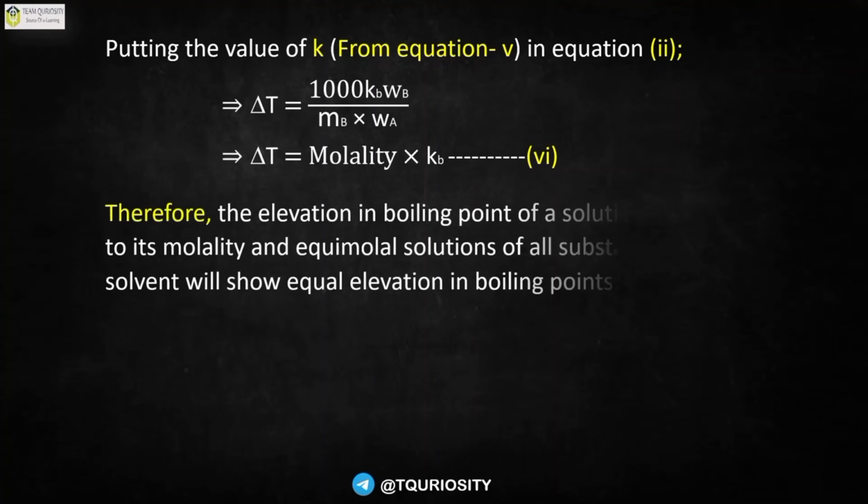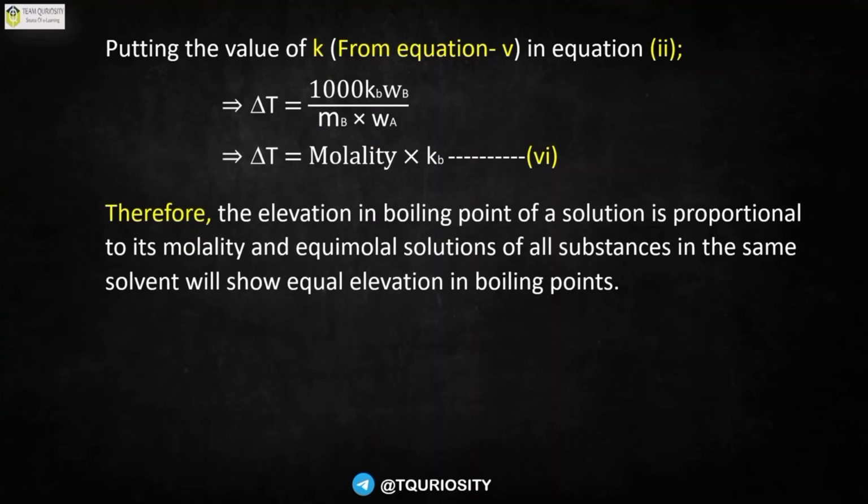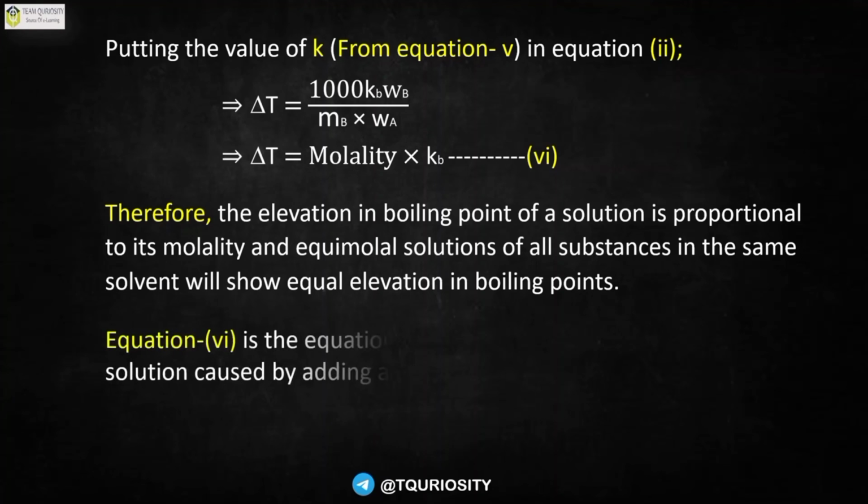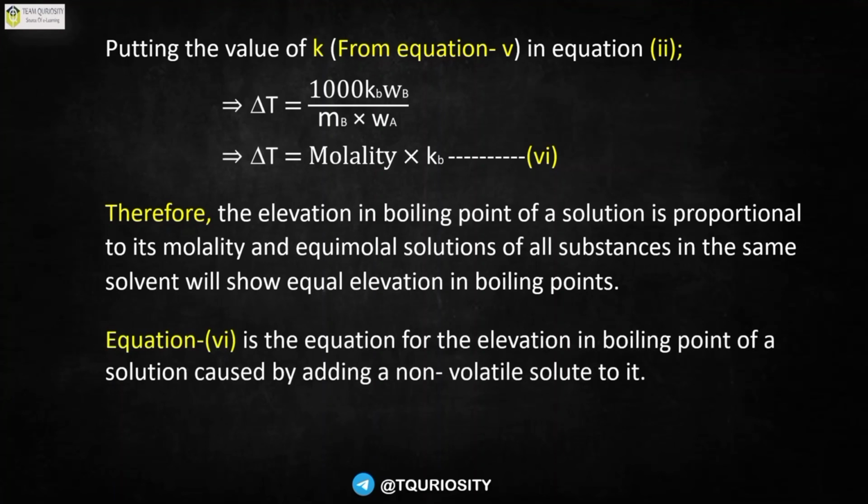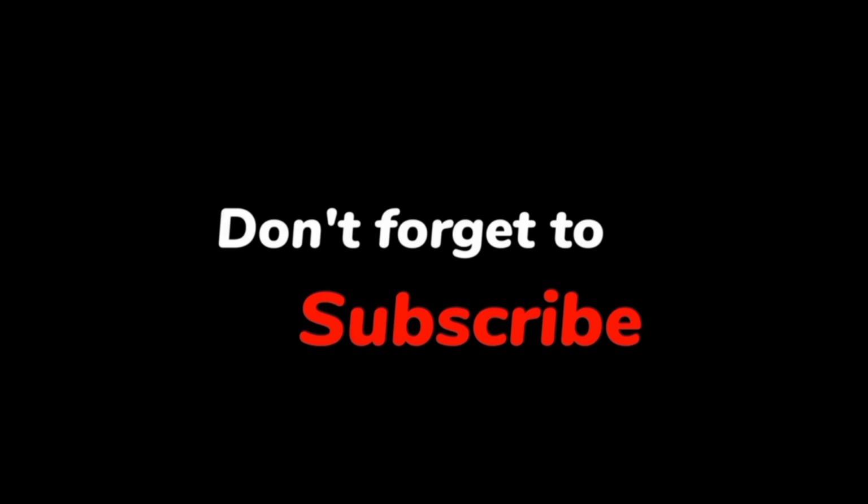Therefore, we can conclude that the elevation in boiling point of a solution is directly proportional to its molality. And also, the equimolar solutions of all the substances in the same solvent will show equal elevation in boiling points. So, equation 6 is the equation for the elevation in boiling point of a solution caused by adding a non-volatile solute to it.